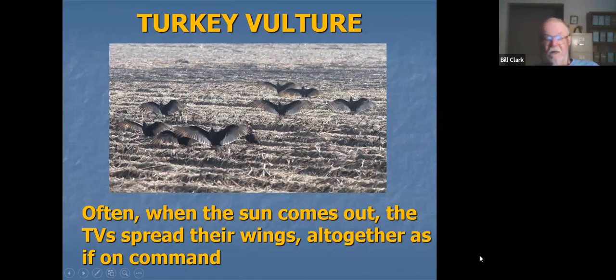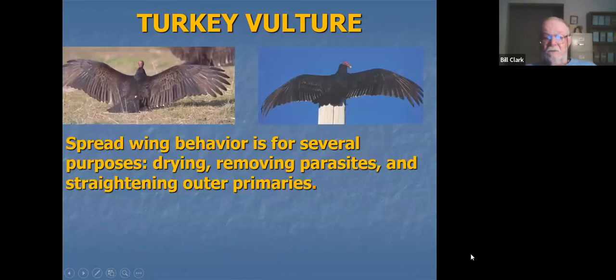It probably doesn't have anything to do with being wet, although they could spread their wings if they're wet, but not when the sun comes out like that. But it could also be to kill pathogens that are in the forest, because ultraviolet light will kill many of these nasties. So again, it's probably a little bit for drying, removing parasites, but probably more for straightening outer primaries.